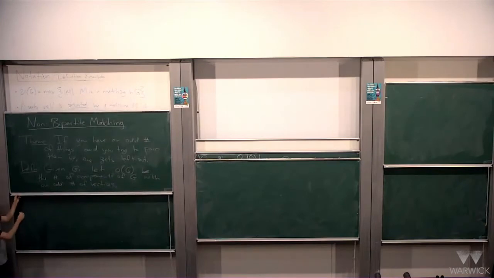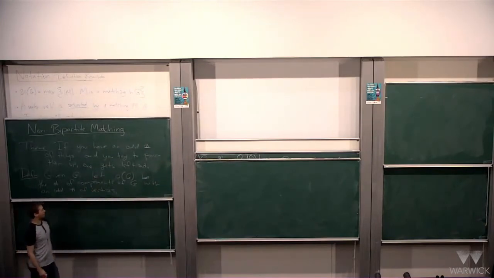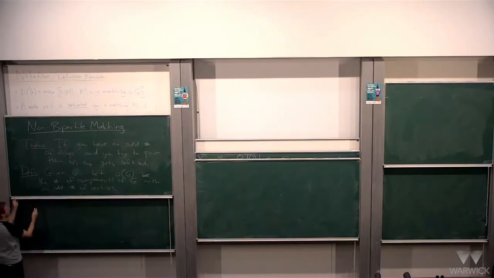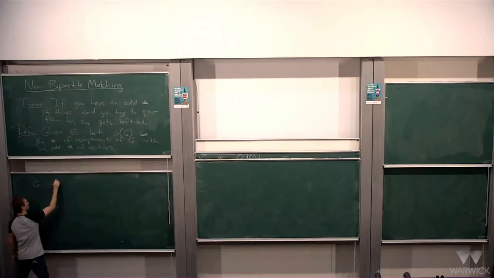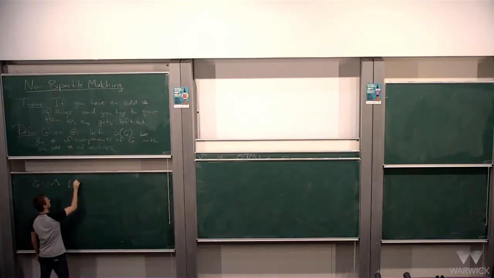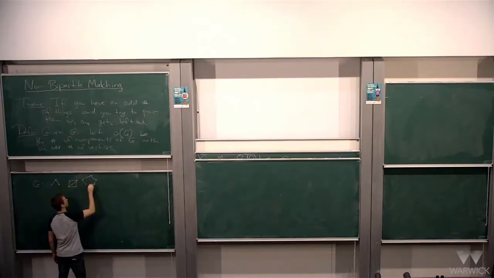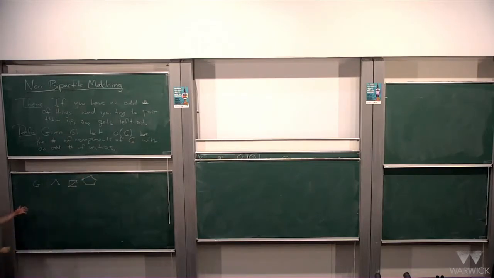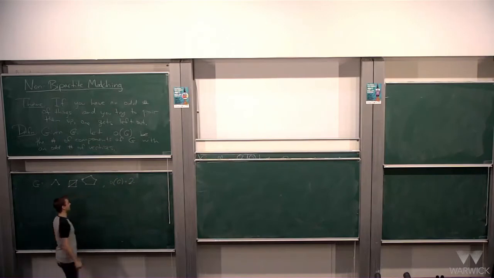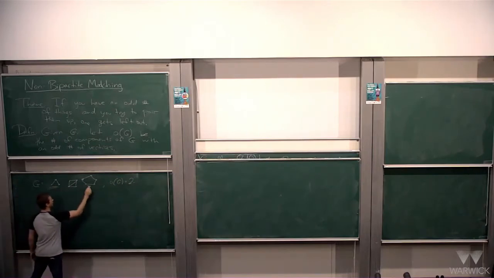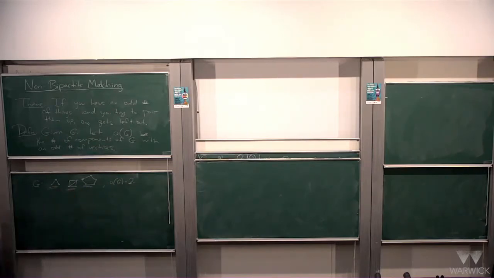I'm not sure that I ever properly defined components, so let me give an actual example. If G is the graph that looks like this, the components are the connected bits of the graph, and here O of G would be 2, because this is an odd component and this is an odd component, but this is an even component.